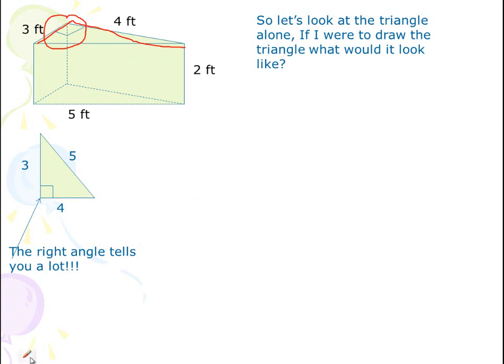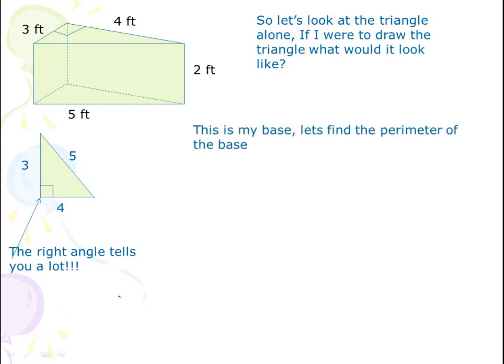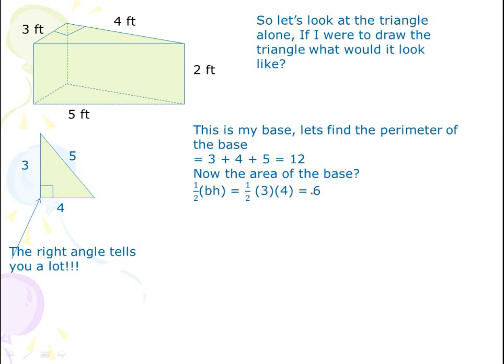So now I can find the perimeter of my base plus the area of my base and find the full surface area. So this one, let's find the perimeter of the base, which would be 3 plus 4 plus 5, which is equal to 12. Now the area of the base is what? Base times height divided by 2, or 1/2 base times height. And that would give me 6.